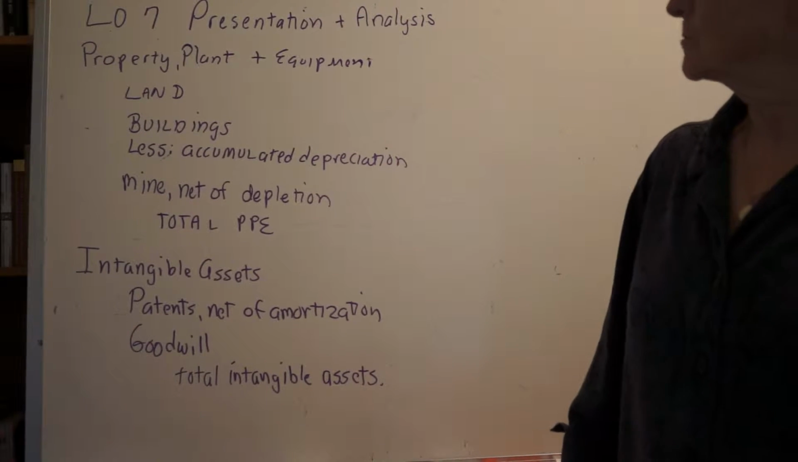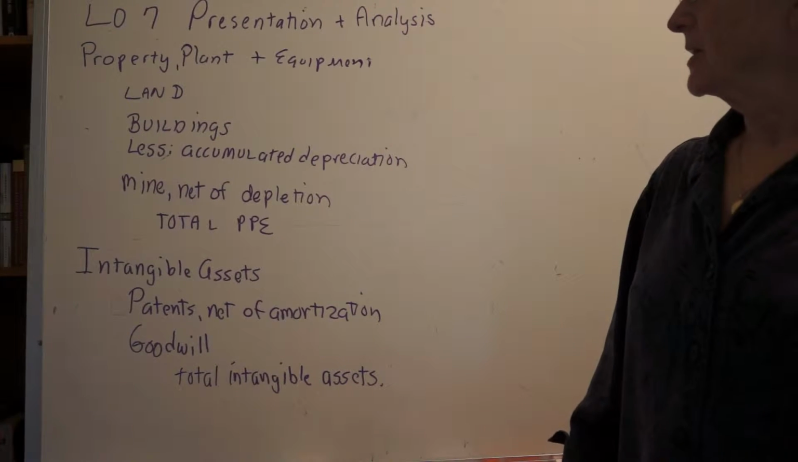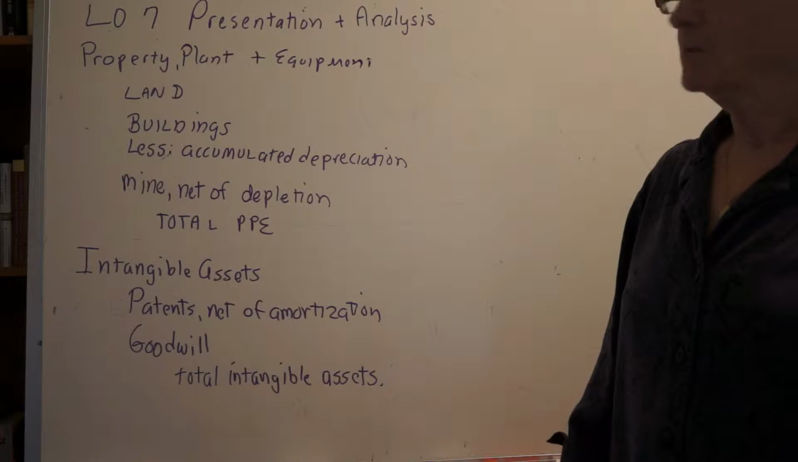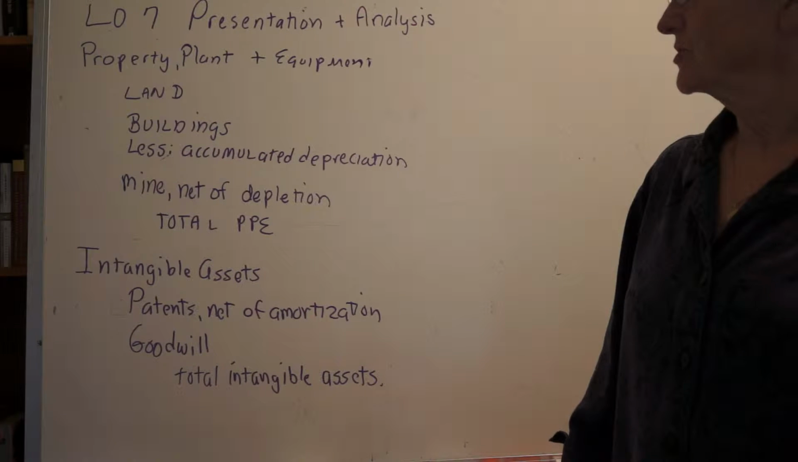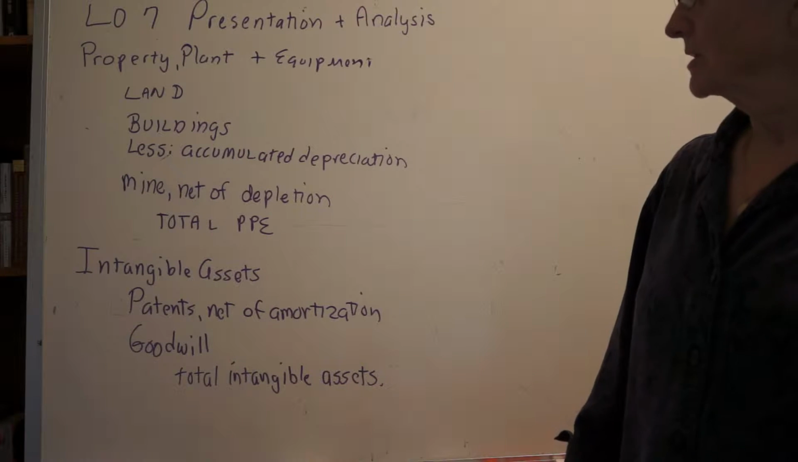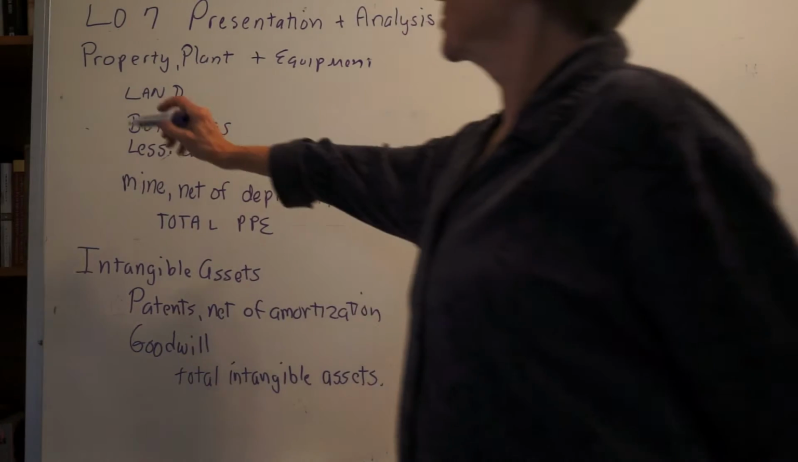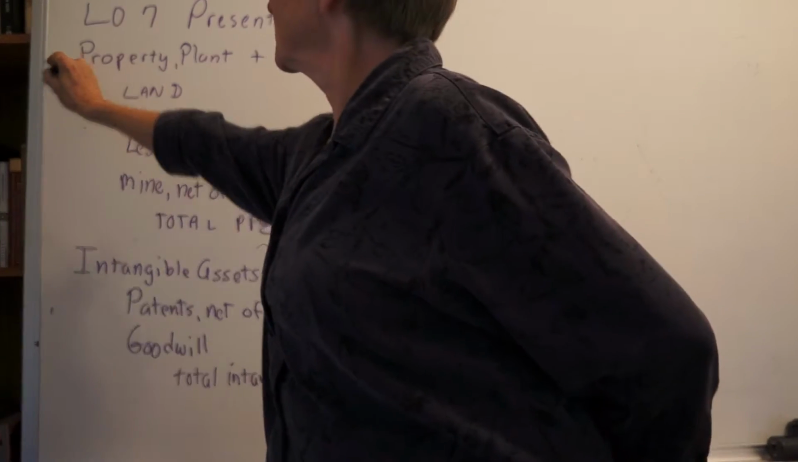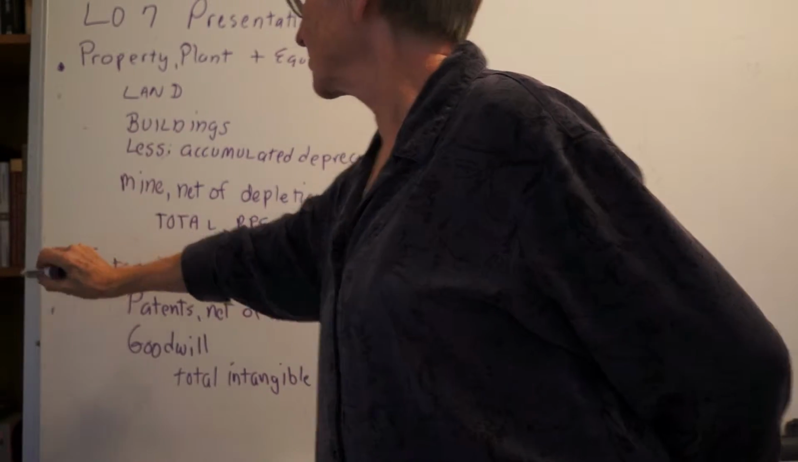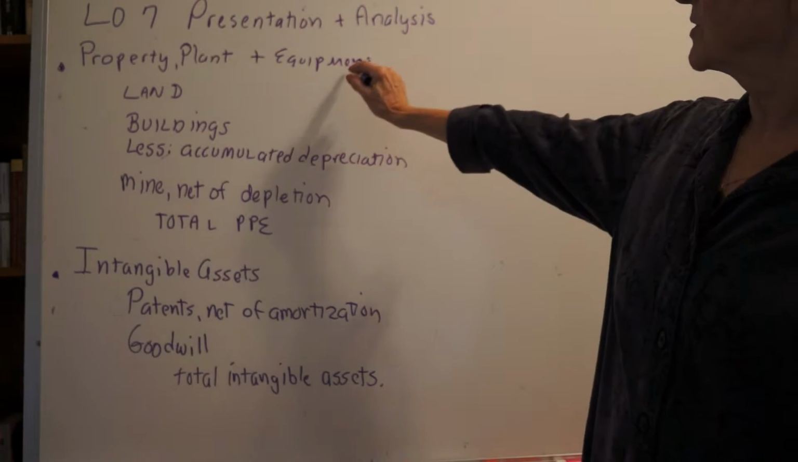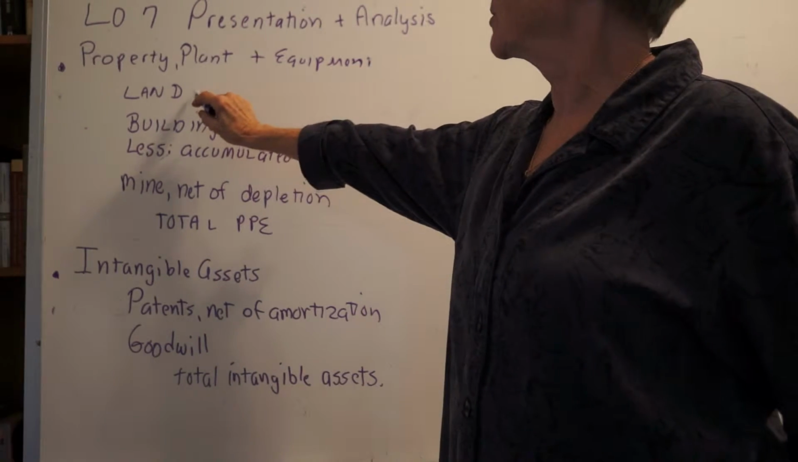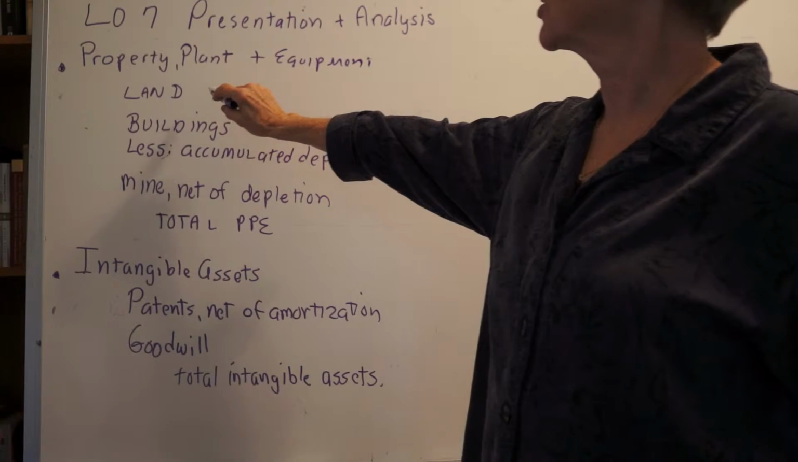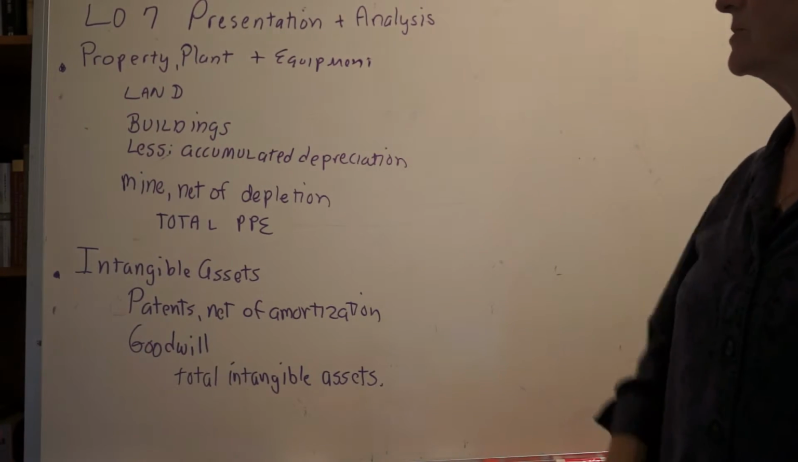Okay, so this is presentation and analysis. What I would like to see you able to do for presentation and analysis at this point is to know that you have two basic categories. You've got property, plant, and equipment, and intangible assets. Within property, plant, and equipment, you have land as a category that's listed separately because it's not depreciated.